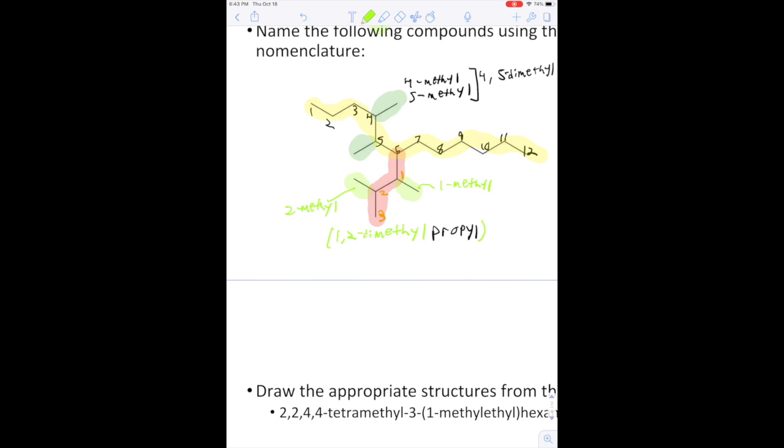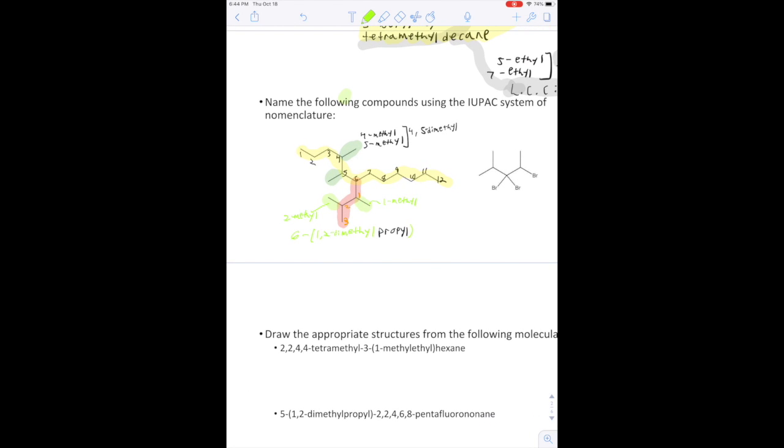Now, what makes this different from a simple substituent is that I'm branching out. So this is a 6-(1,2-dimethylpropyl) because I'm coming off from the 6th carbon. Now, how would I connect this, right? I already mentioned that my longest carbon chain for this one was 12. 12 being dodecane.